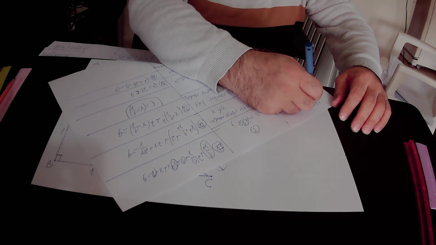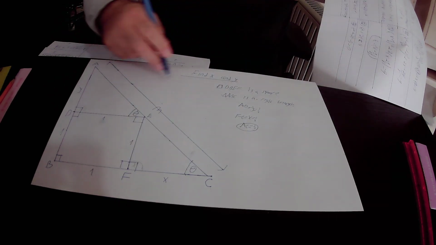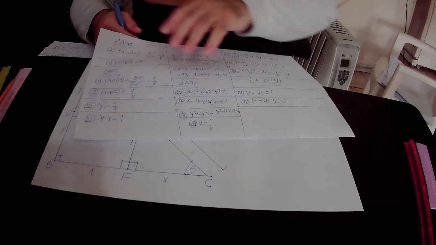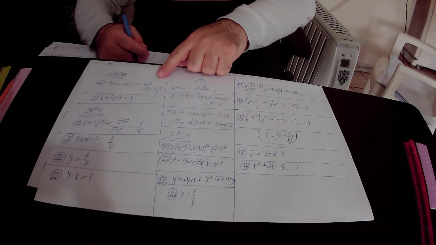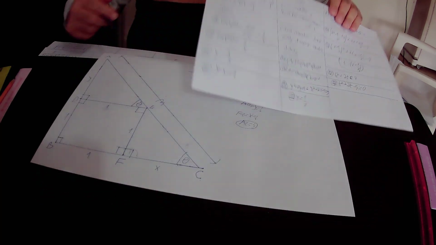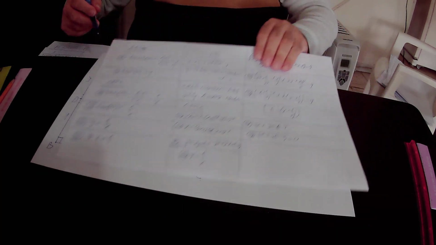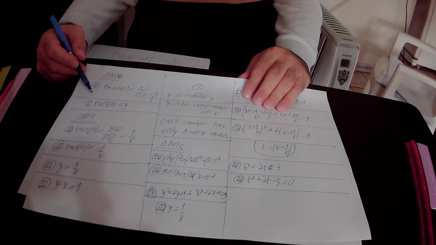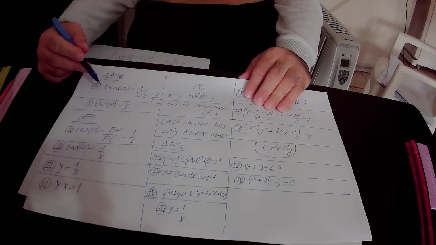The triangle is triangle ADE. Here, tangent theta equals AD over DE. AD equals y, DE equals 1. So in conclusion, we found out that tangent theta equals y.